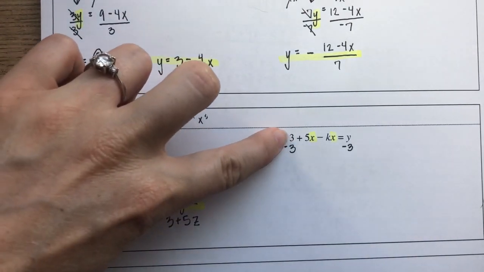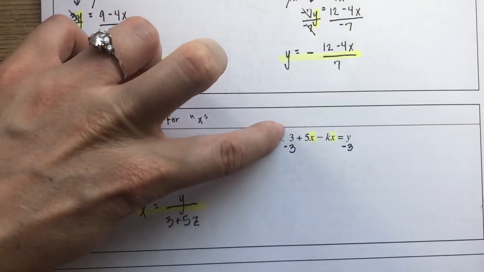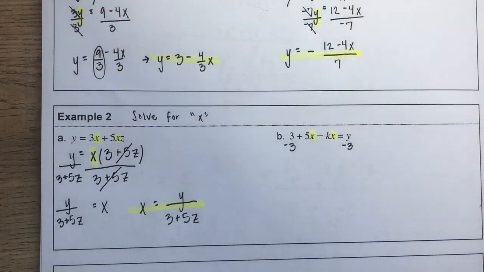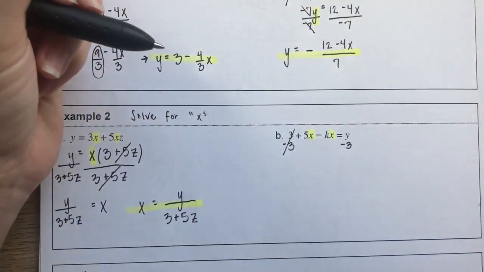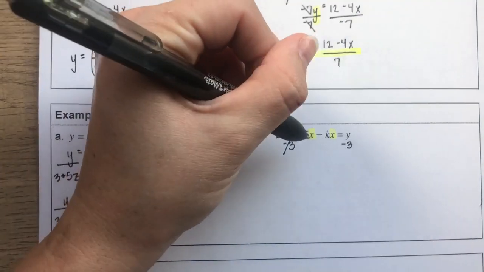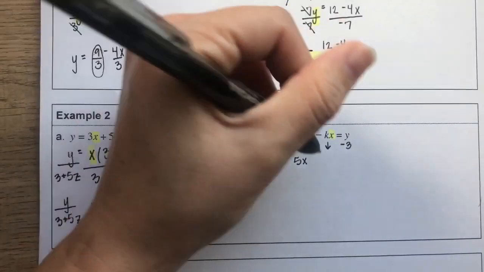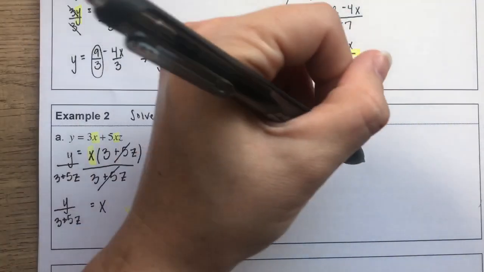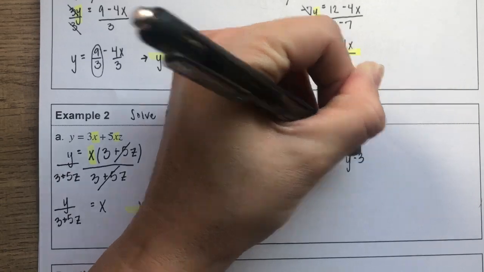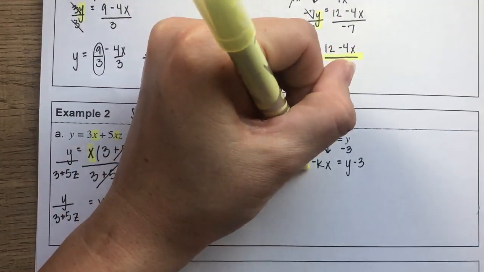So I had originally 3 plus 5x minus kx equals y, and I'm moving over this 3 away from the terms that have an x, so I can subtract 3 from both sides. The positive 3 and the negative 3 cancel out. I'm going to bring down the 5x. I'm going to bring down the negative kx, and then equals y minus 3. And then now I have just these terms that have the x on this side.